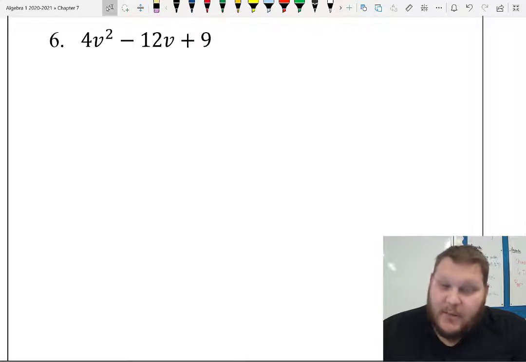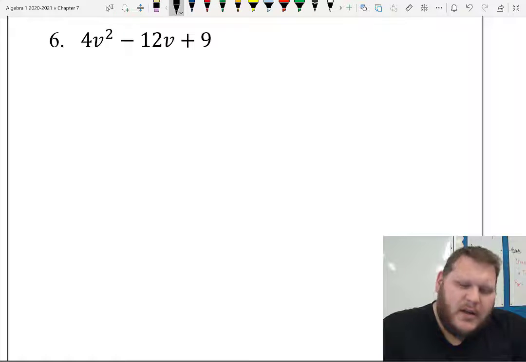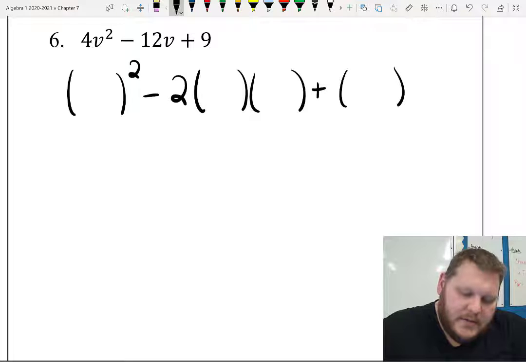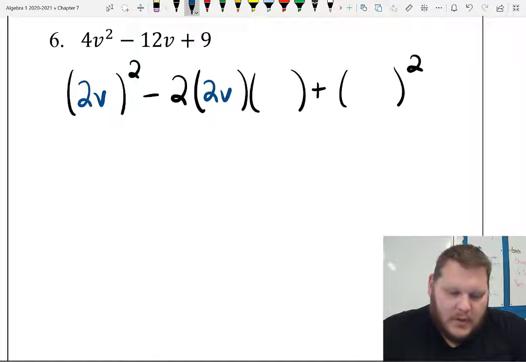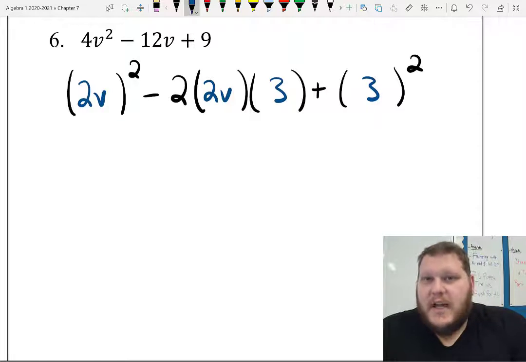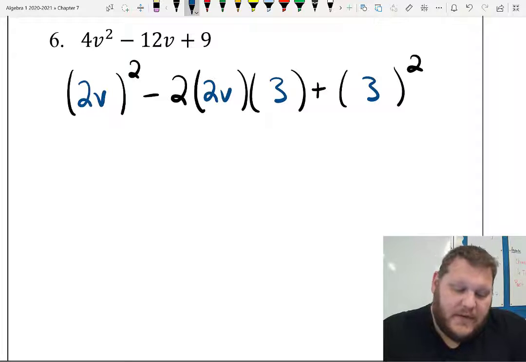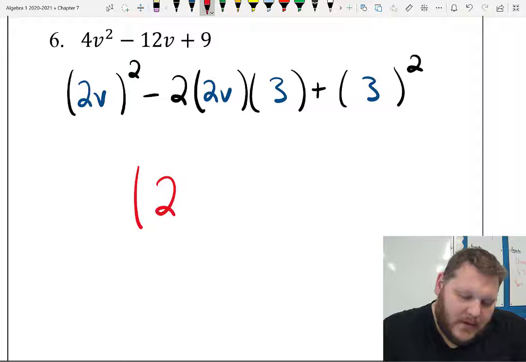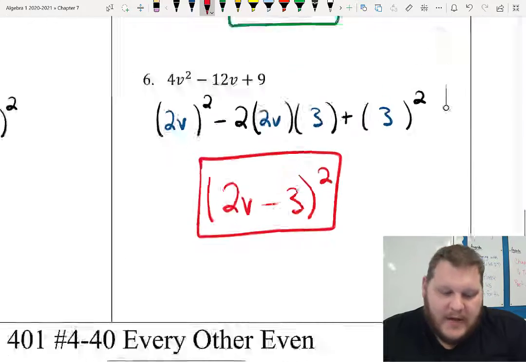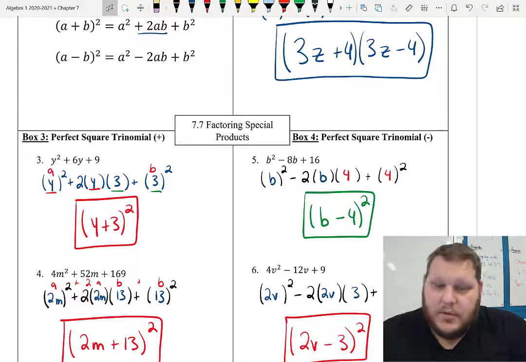But if you saw something like number 6 and you didn't want to Xbox factor, and maybe you see, hey, look, 4v squared, that's a perfect square. 9 is a perfect square. Let's check to make sure that this pattern holds. 2ab plus b squared, where 2v squared is 4v squared, and then 3 squared is 9. And that middle term does fit. Negative 2 times 2 is negative 4. Negative 4 times 3 is negative 12. And I still have that v, so negative 12v is my middle term. So that means when this factors out, it is (2v minus 3) squared. There we go. So that is factoring with our special products, our shortcuts.